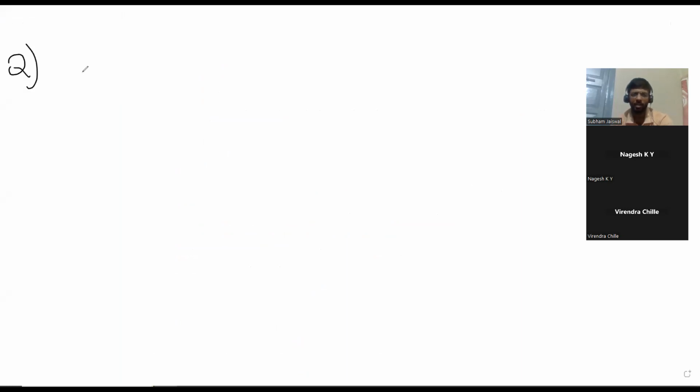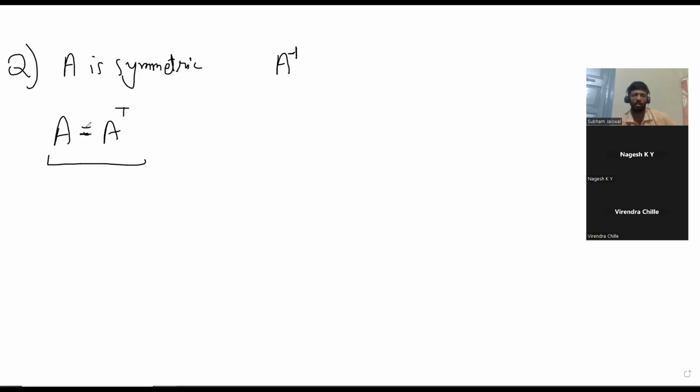So if A is symmetric, then what about A inverse? Is A inverse also symmetric? This is not difficult, this should be easy. You know that A is equal to A transpose. You want to look at A inverse and take its transpose.